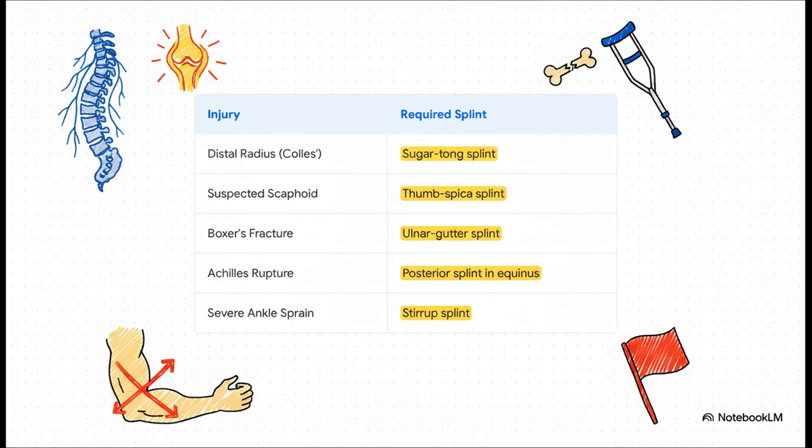And here's your high-yield splinting cheat sheet. This is pure pattern recognition, and examiners love it. You just have to know these cold. A distal radius fracture, like a Colles', sugar tong splint. Suspected scaphoid fracture, thumb spica. Every single time. A boxer's fracture, ulnar gutter splint. And a ruptured Achilles, you're putting them in a posterior splint with their foot pointing down. Memorize these pairings. They are free points on an exam.